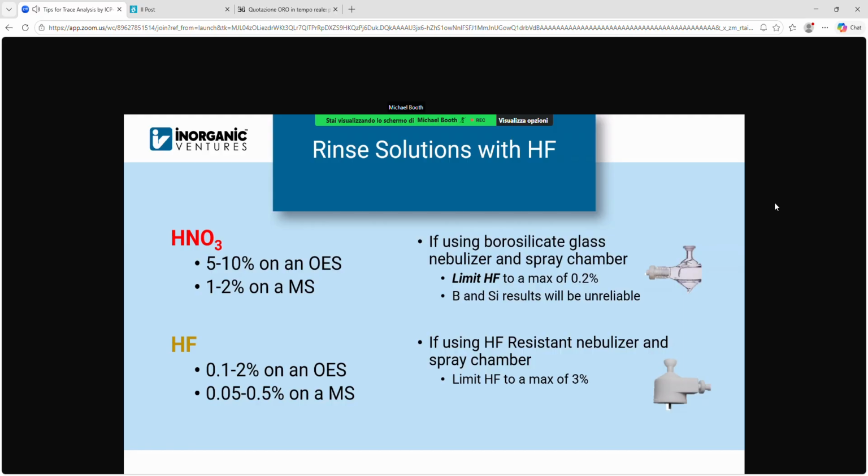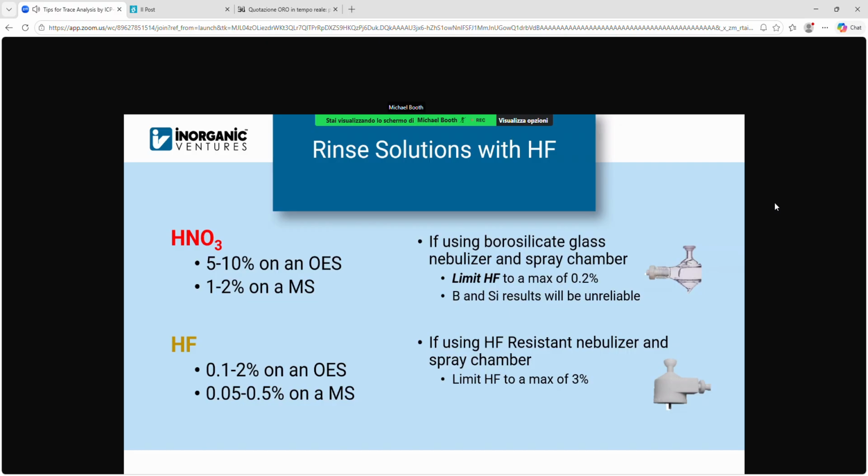And if you're using the system with a coating, you want to limit the HF to a maximum of 3%. That's because it can start to eat away at that coating a little bit faster. And again, you'll see issues with performance, but HF resistant systems are really, really good. And a lot of times you're not running many samples that have that high concentration of HF, unless you're running very high concentration samples for some reason.